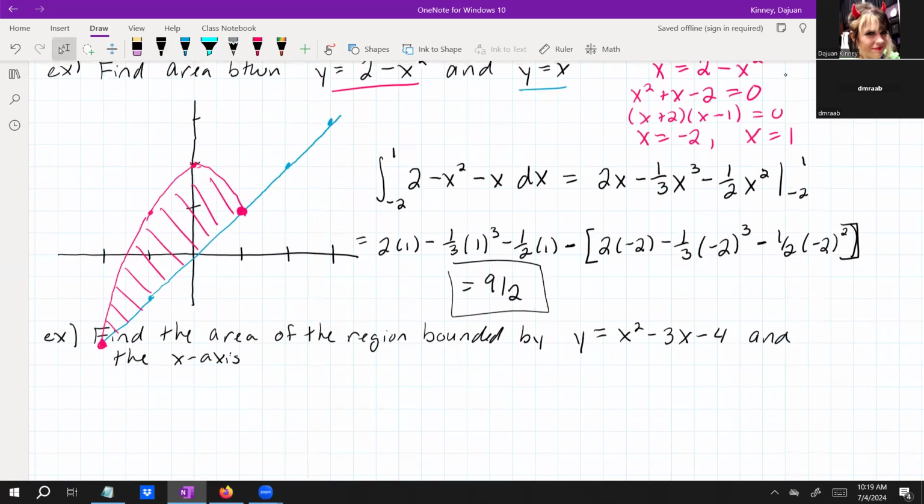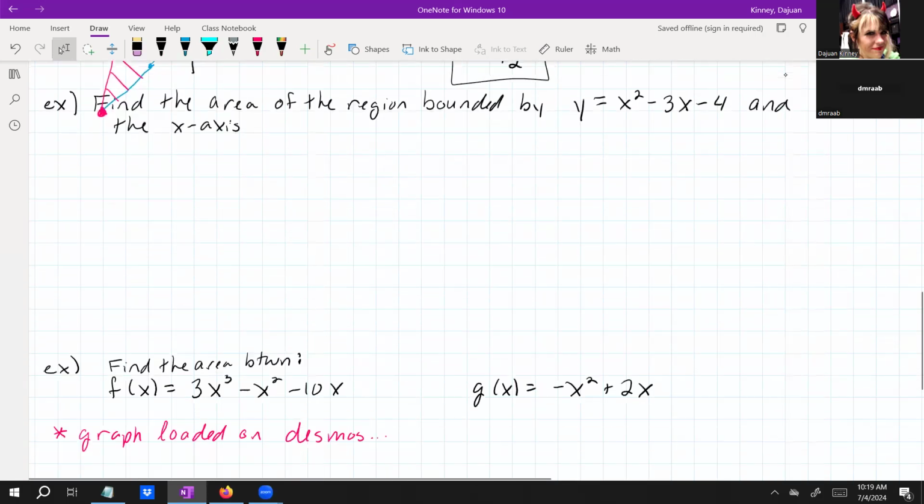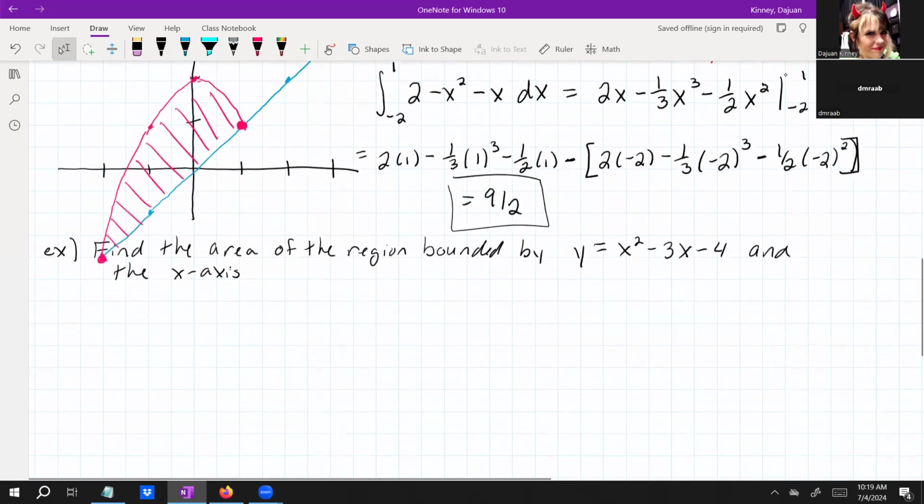Okay, yeah. 2 more of these and then we'll call it a day, because it's really just practicing more of the same. So find the area of the region bounded by y equals x squared minus 3x minus 4 and the x-axis.